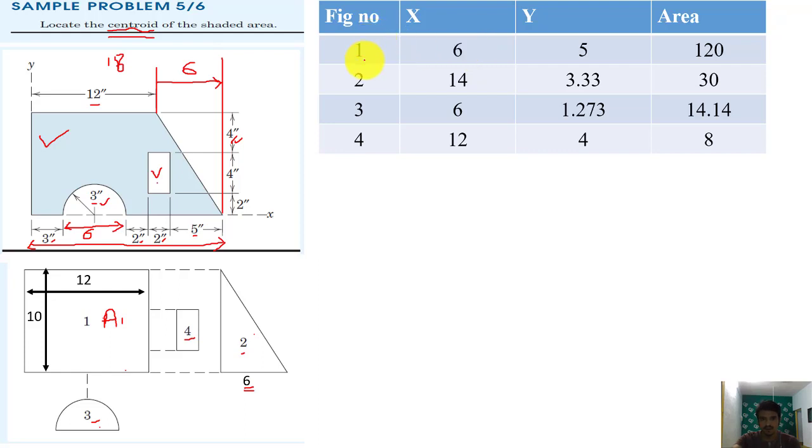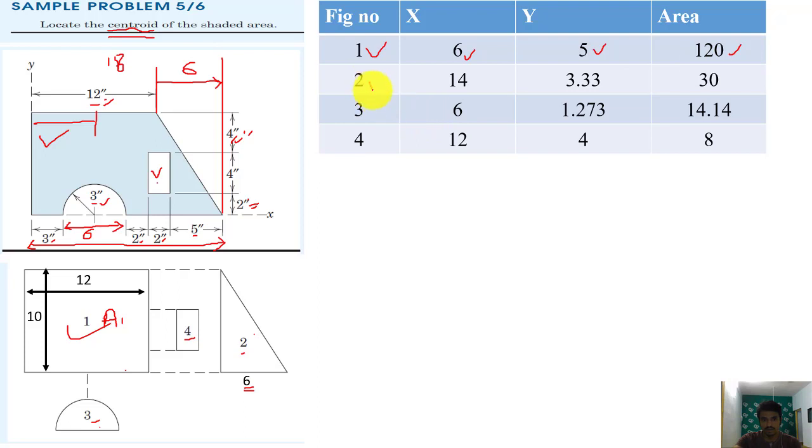So figure number 1 is this rectangle 12 by 10. So x is 6. The x intercept of the centroid of that rectangle from the y axis is 12 by 2, so 6. Y intercept is 10 by 2, so 5. Sorry, the units are inch. Area is 120 inch square.